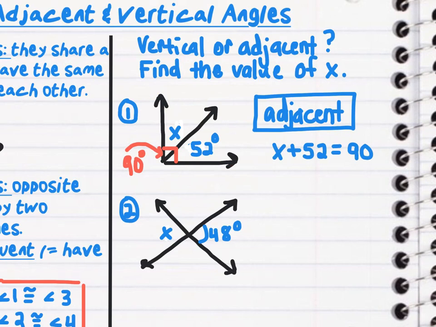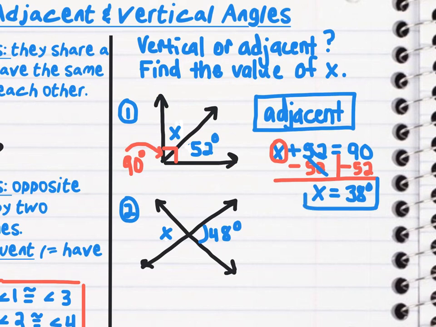Okay, and now this is just a simple one-step equation. You circle the variable, you draw your line, and then to get rid of the plus 52, you subtract 52 from each side. Okay, and now here, we're going to total it. We're going to have x, the 52's cancel out, is equal to, and then 90 minus 52 is 38. So x is 38 degrees.